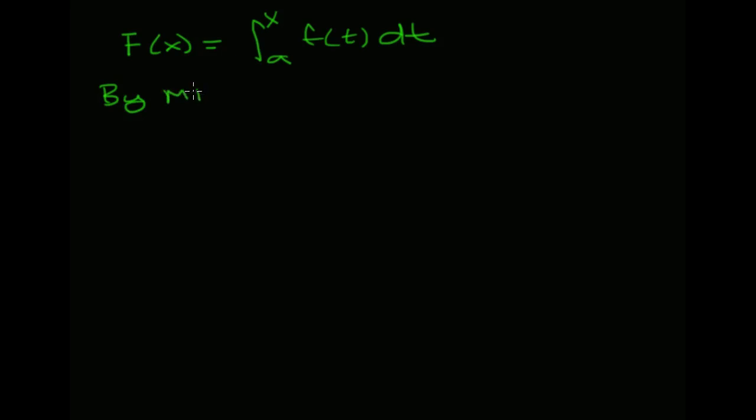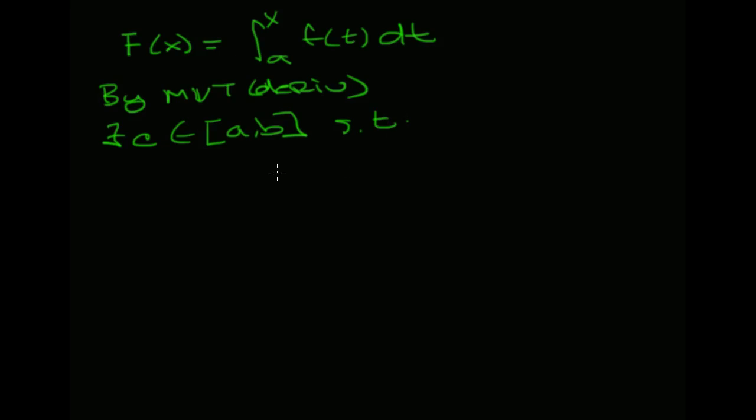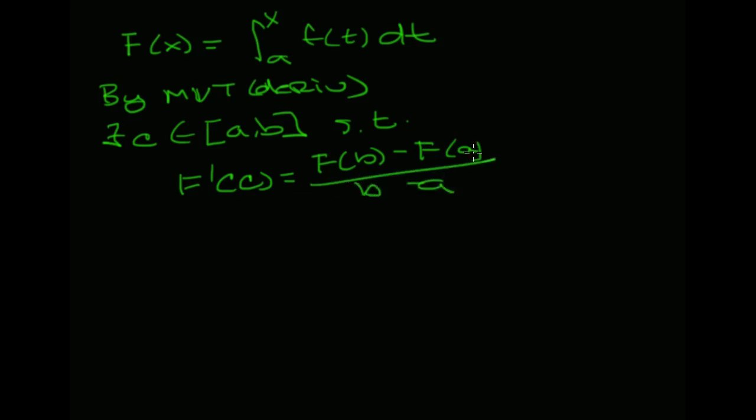By the mean value theorem for derivatives, we get that there exists some c on the interval AB such that the derivative of big F at C is equal to big F of B minus big F of A over B minus A. Now, given that we started our integral function at A, we can say that big F of A is equal to the integral from a to a of f of t dt, which is 0, because this is an integral that goes nowhere.